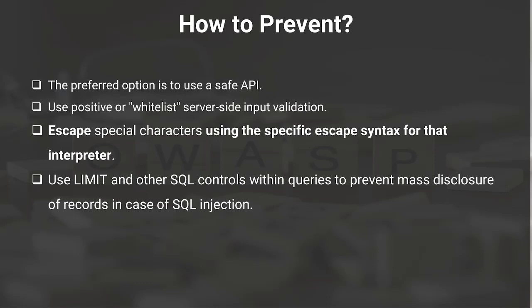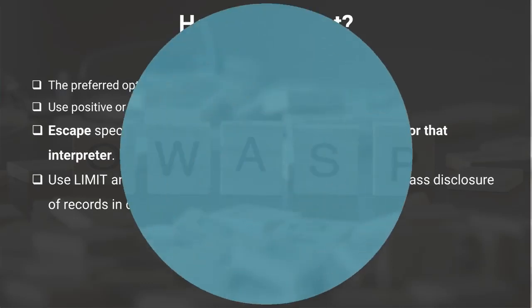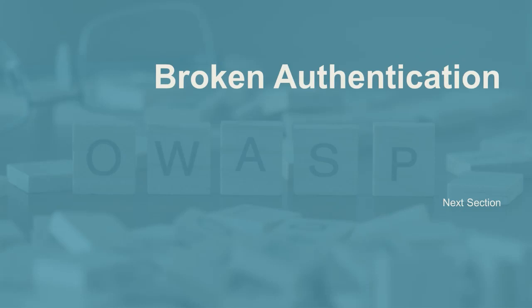When dealing with SQL queries, always limit the number of records to return to mitigate huge data leaks in case you get compromised. In our next session, we will discuss broken authentication flaws. Until then, take your time to carefully read the injection section of OWASP Top 10.